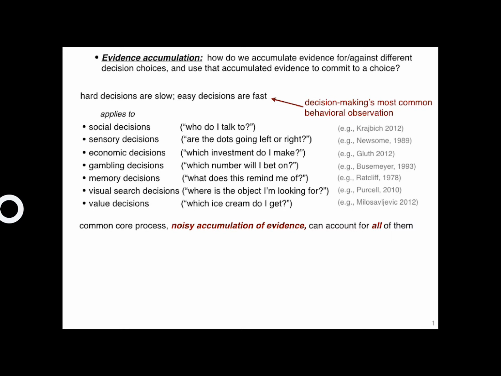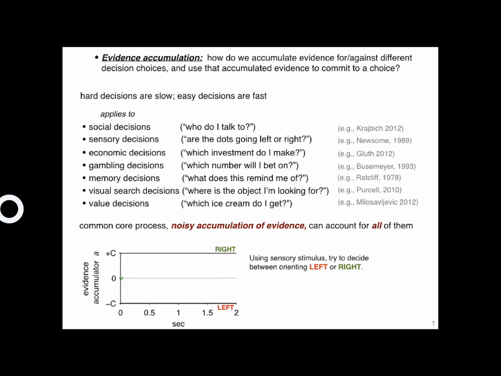So that's led to the idea that there's some common core process that underlies all of them. And this hypothesis sometimes goes under the name of noisy accumulation of evidence, or sometimes the particular model, one particular instantiation of the model, not the one that we're going to be looking at, but a variant, goes under the name of the drift diffusion model, and there's tons and tons of work using this model. So let me cartoon for you what this model looks like and what it does.